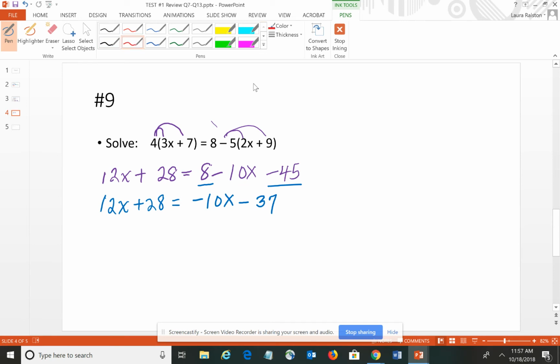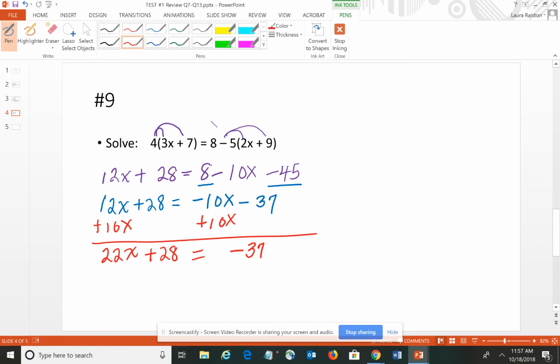I then need to get the x's together and the constants together. So I'm going to add 10x to either side. So I have 22x plus 28 equals -37. I then need to move the 28, the constant, to the other side.